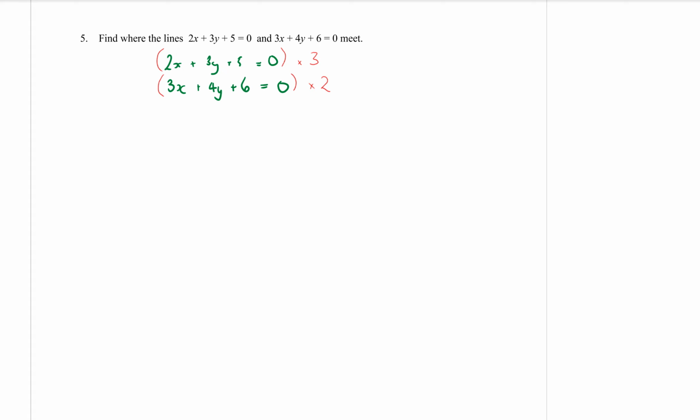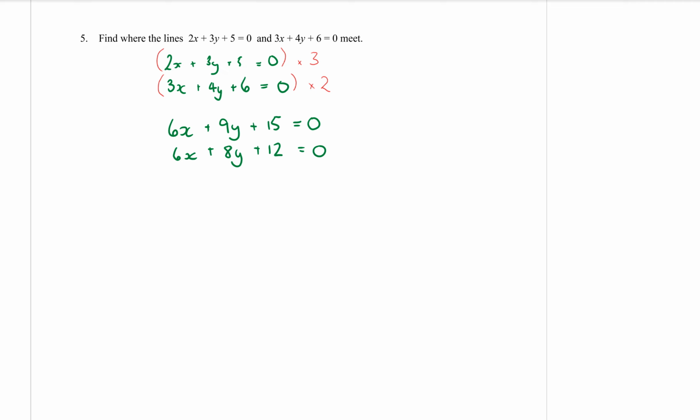So let's multiply through. The first equation, 2 times 3 is going to make 6x, plus 3 times 3 makes 9y, plus 5 times 3 is 15, equals 0. Second equation, we're multiplying by 2. 3 times 2 is 6x, plus 4 times 2 is 8y, plus 6 times 2 is 12, equals 0. Now that I have made my x terms the same, we are ready to eliminate by either adding or subtracting the equations. To make the 6x's eliminate, would I add or subtract?